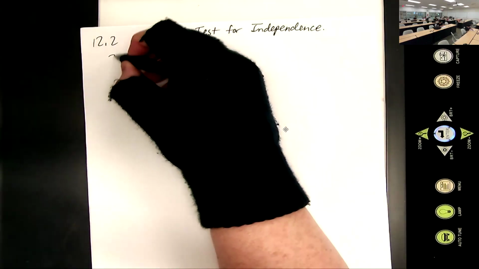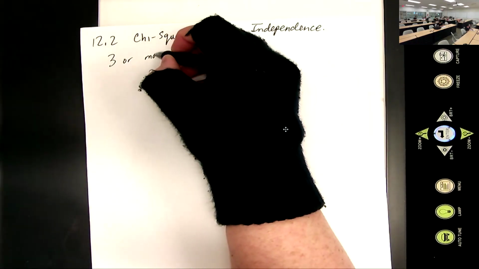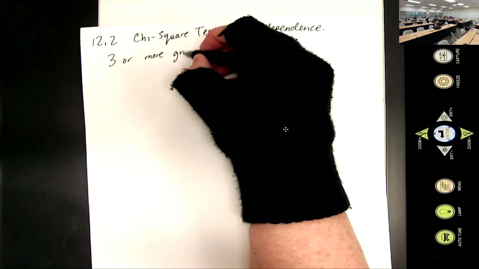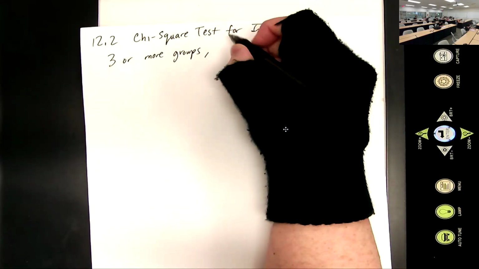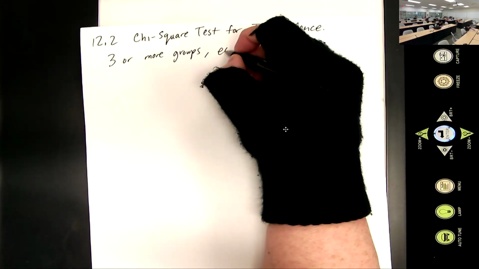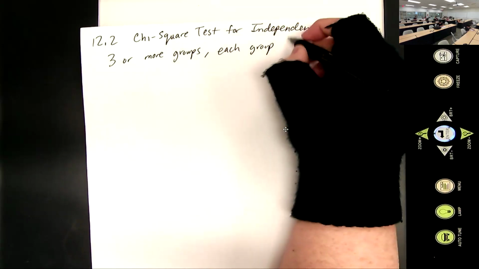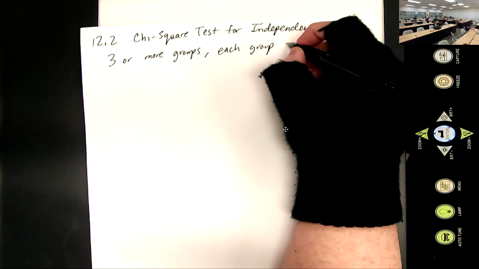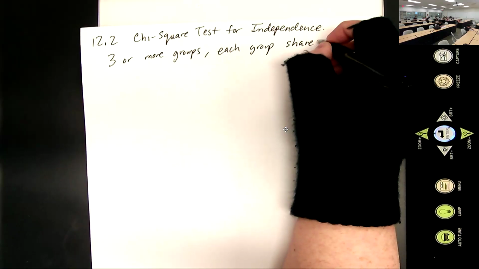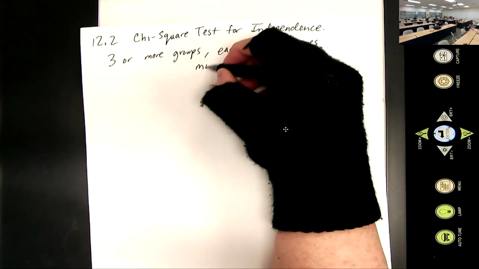So there are 3 or more groups. And now in this case, each group has multiple categories, but they all have the same categories. So each group shares multiple categories.